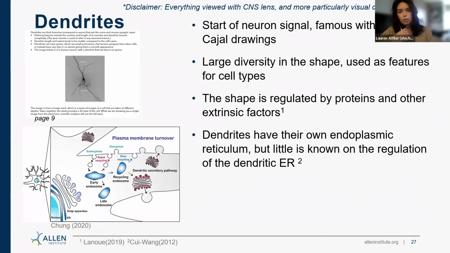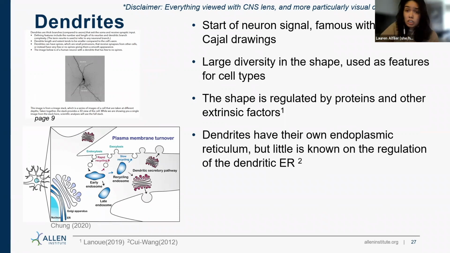So to start out, we're going to talk about what's mentioned in page 9 of the lesson plan, where we talk about dendrites. Stacy might mention that Ramon Cajal is a very distinct forefather in neuroanatomy, and he often drew the dendrites because they were the start of neurons. It's also because they were very distinct. They had a huge, large diversity in the shape and the structure of these neurons.